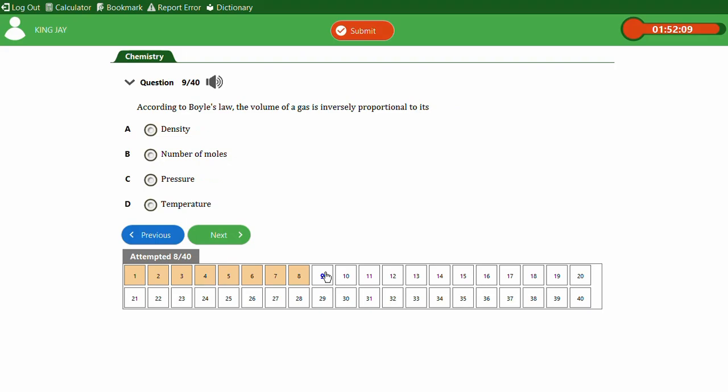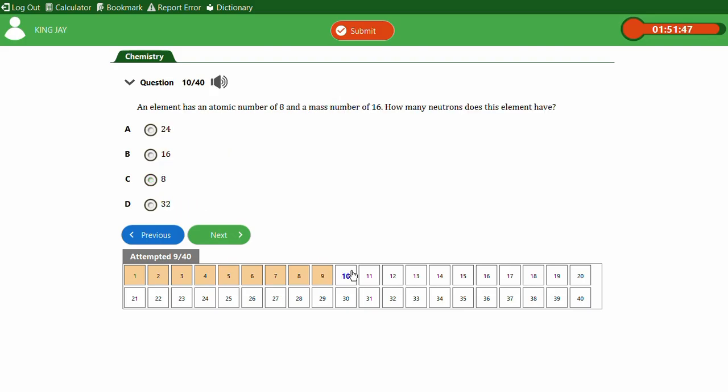Let's go. According to Boyle's law, the volume of gas is inversely proportional to its pressure. Because Boyle's law states that the volume of a given mass of gas is inversely proportional to its pressure provided the temperature remains constant. So let's go.